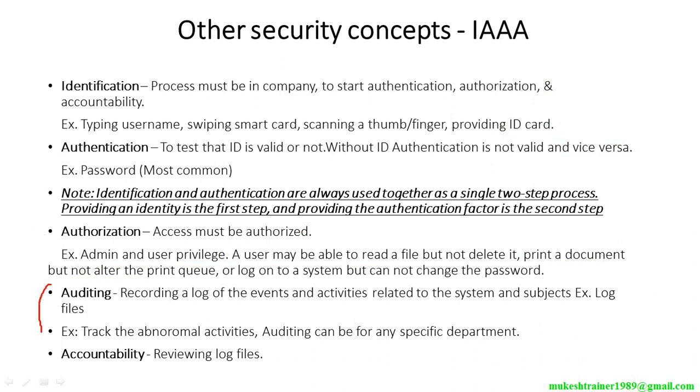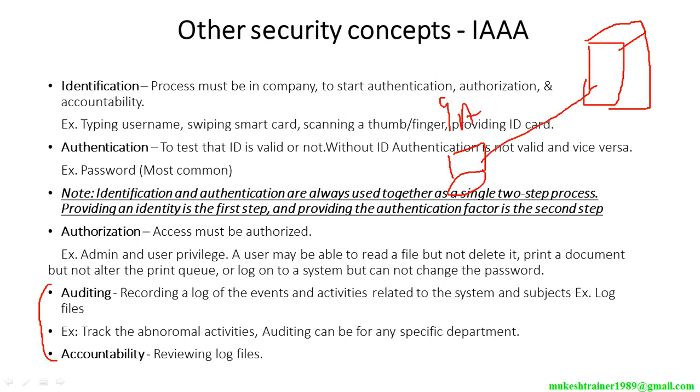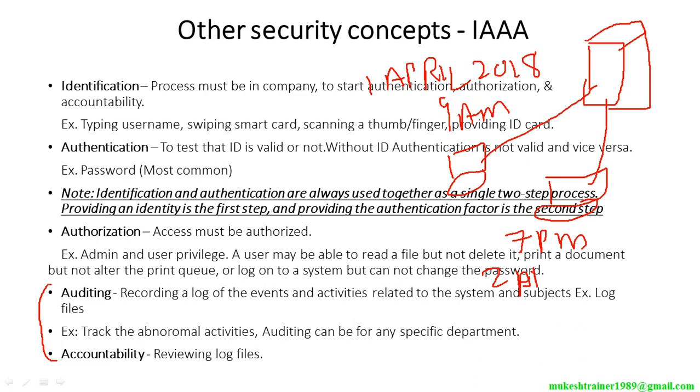The third one is auditing. Auditing is nothing but having track records of activity. That is a server. User 1 logs in to the server in the morning at 9 a.m. on 1 April 2018. He logs in again at 7 p.m. on 2 April 2018. The one who logged in the morning has some authorization. Suppose he deletes something or makes any changes on his PC or on the server.